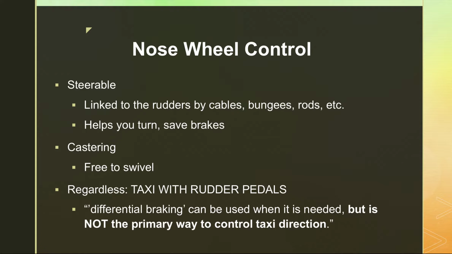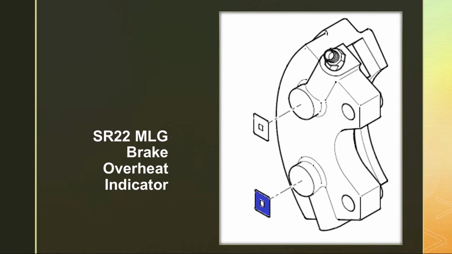What you don't want to do is only use differential braking to taxi. So you can use differential braking when it's needed, okay, but it is not the primary way to control taxi direction. The Cirrus SR22, for example, has a free castering nose wheel. It's not connected to bungee cords or anything.